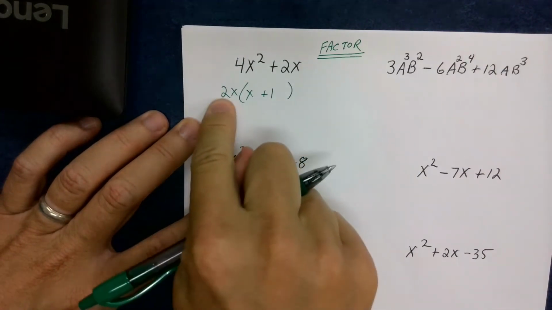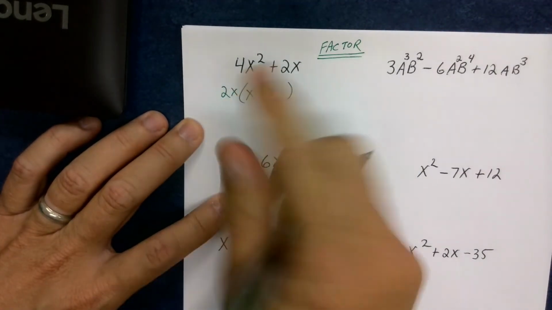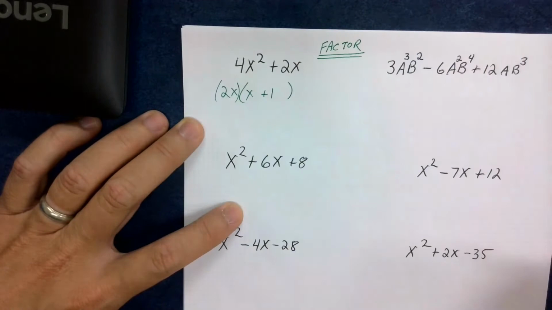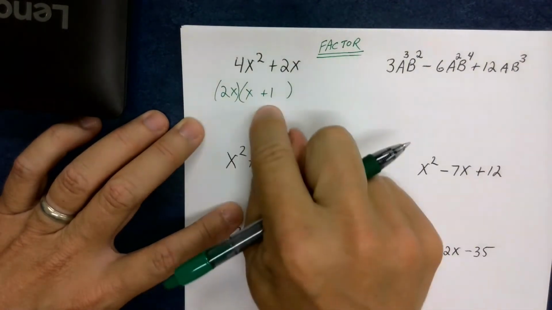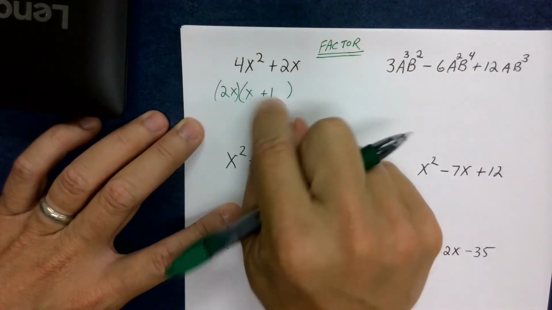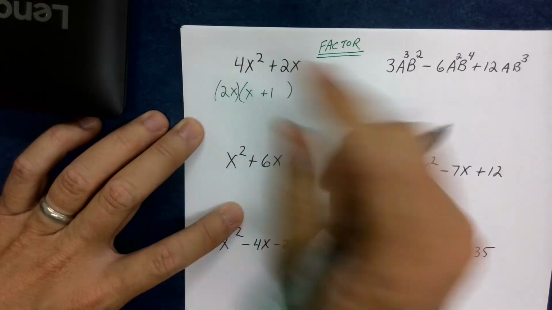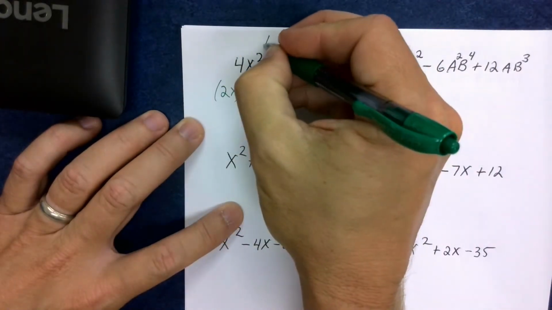And you can see that this times this, and if you want to put that in parentheses, you can. You don't have to. But this times this does equal this. So I was able to factor this quadratic equation, quadratic because it's degree 2.